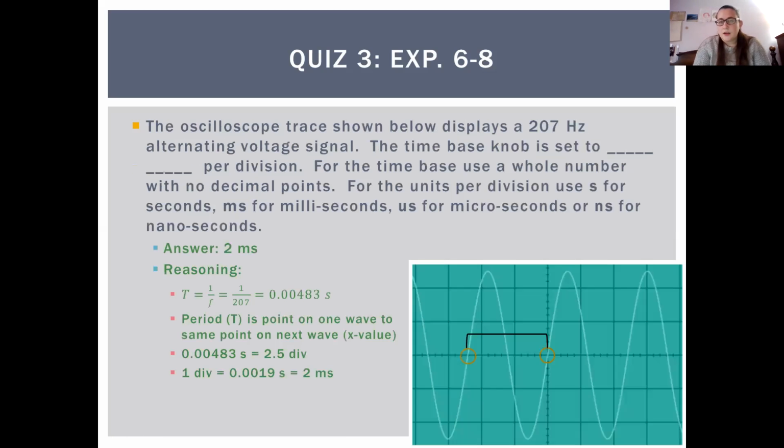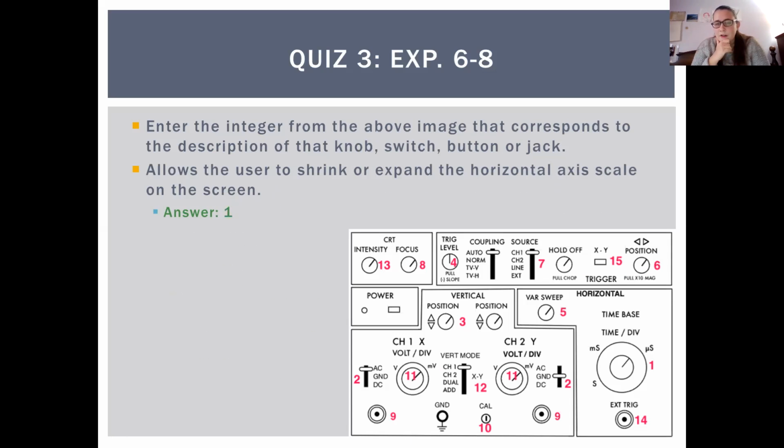Okay. So you can see there are a couple of knobs that we didn't talk about in these questions. Like number 6, which just lets you shift the image horizontally. The intensity, number 13, just makes it brighter or fainter. So a couple of knobs that we didn't talk about. Make sure that you know what each of them does.